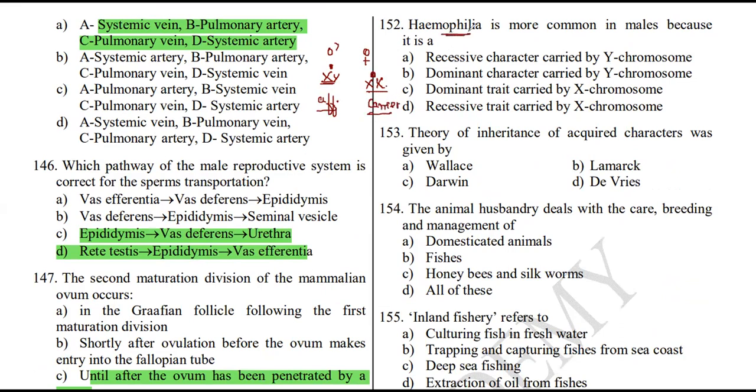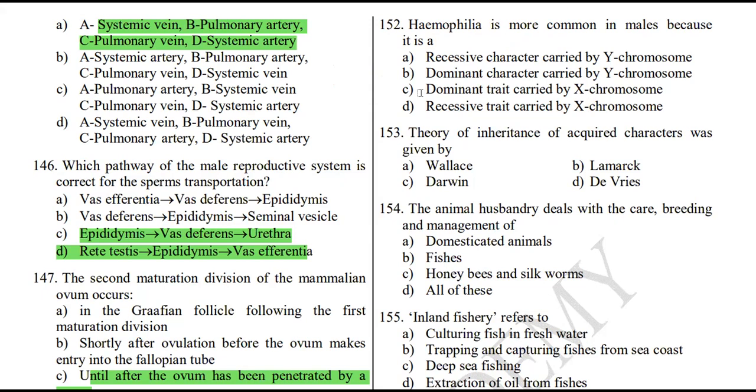Hemophilia is the royal disease, or we can say the bleeder's disease. It is mainly because there are hemophilia A and hemophilia B, which means the clotting factors are not able to be produced. In hemophilia A, clotting factor 8 is not produced, and clotting factor 9 is not produced in hemophilia B. So they are X-linked recessive disorders. The recessive trait is carried by the X chromosome. So which is option B.